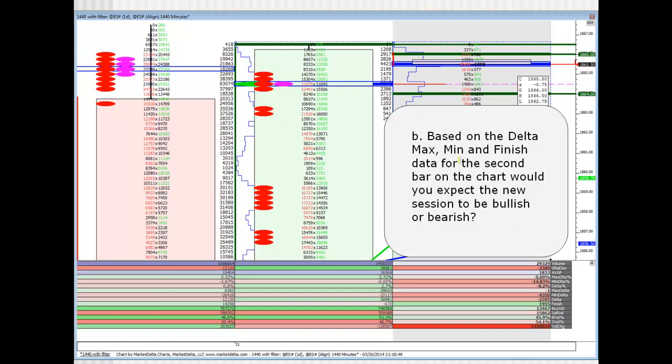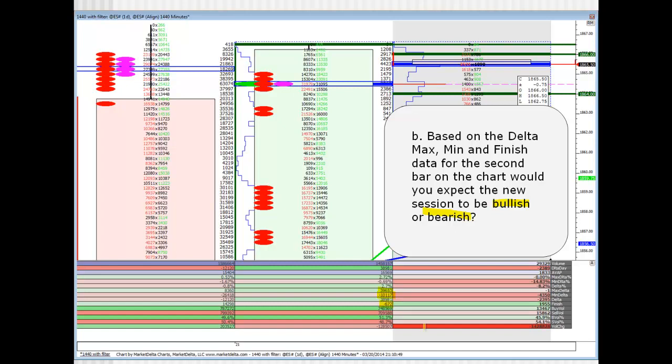Now, based on the delta max, min, and finish data for the second bar on the chart, would you expect the new session to be bullish or bearish? So we see the beginnings of a new session here, or a new day, if you will. And we want to know, based on the data from the day that was completed prior to this activity, if in fact we can get a bullish or a bearish bias. So let's take a look at the max, the min, and the finish. And let's identify them here on our bar statistics. Here's my max delta, and right below it I have my min delta, and I also have my finish.